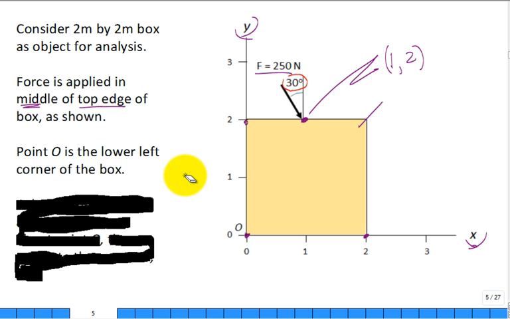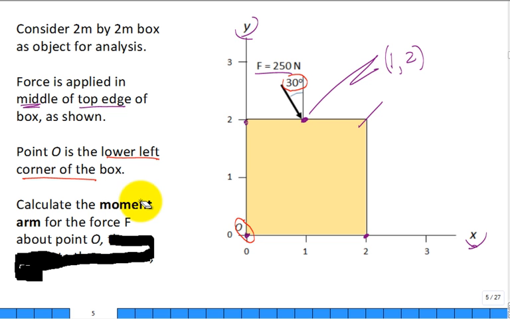Point O needs to be defined. We're trying to calculate the moment of that force around a particular point. Well, often point O is right at the origin. Okay. And it's at the lower left corner of the box. So the question is, can you calculate the moment arm for that force F about point O? Can you calculate the moment arm for that force F?